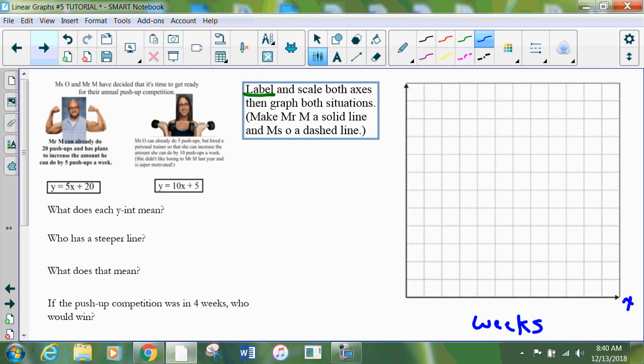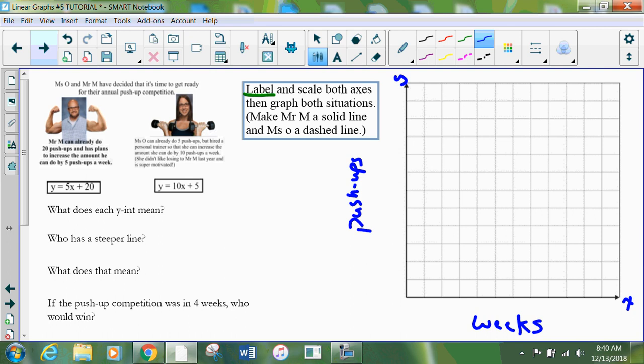And then number of push-ups, so we'll just put push-ups, is going to be the label for our y-axis. And so now we have to decide how to scale the weeks and the push-ups.